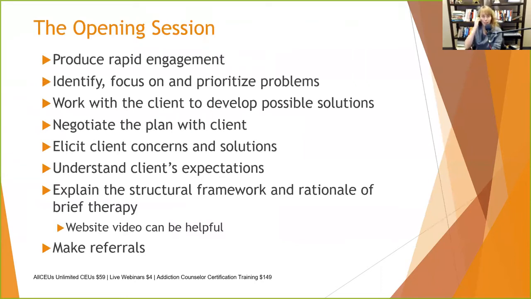So how do we do this brief stuff? In the opening session, you want to produce rapid engagement. Let's develop some rapport. Identify, focus on, and prioritize problems. Let's get down to business.